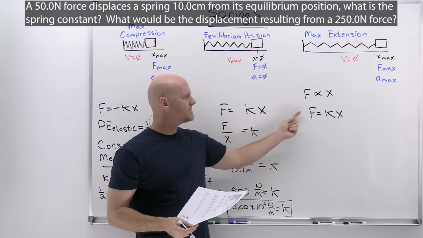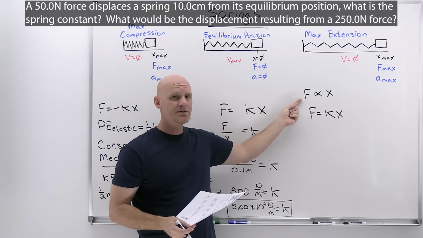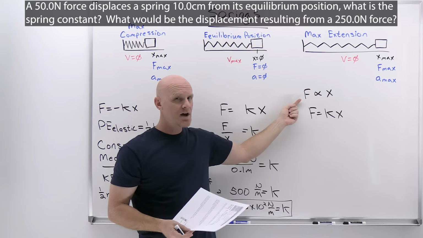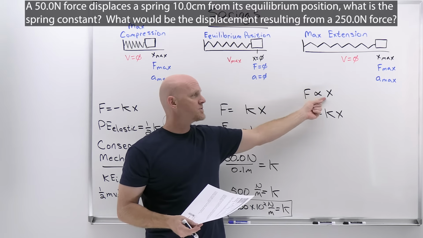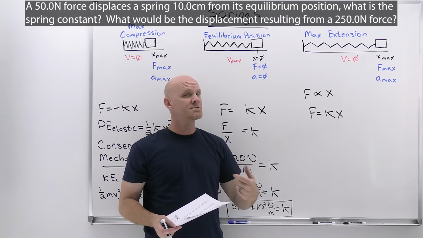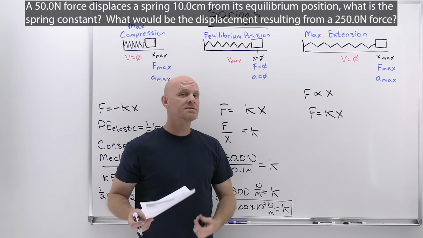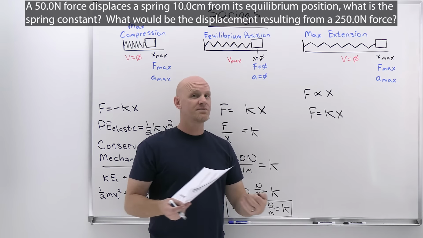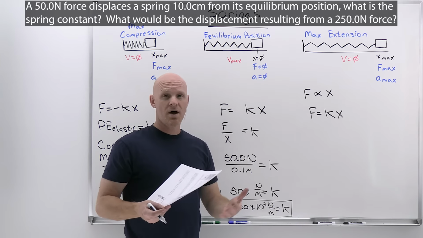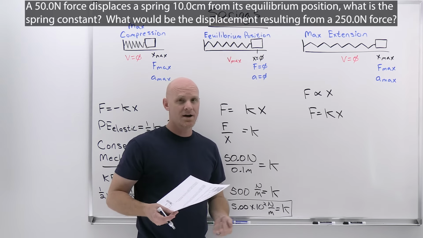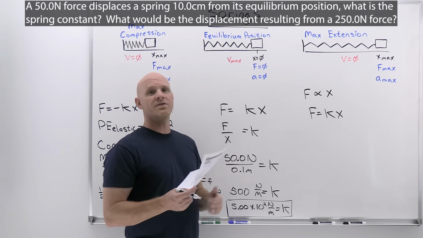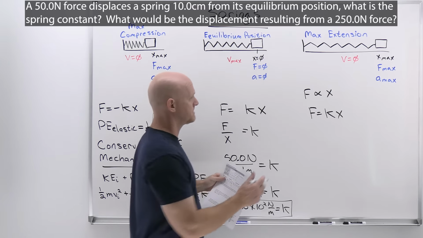Well, in going from a 50 Newton force to a 250 Newton force, that's 5 times more force. It should result in 5 times greater displacement then. And so going from 10 centimeters, that means we're going to go up to 50 centimeters or 0.5 meters. Now, if you could reason that out and see that proportionality, great, it's going to save you a lot of time. If you can't, you can still get it with the calculation. It just would have been a little more work.